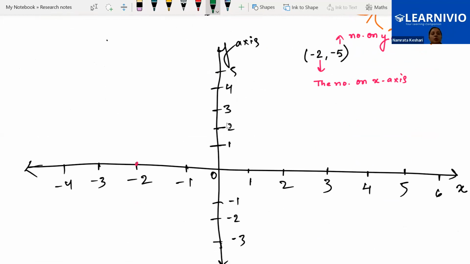X-axis means at first we will be locating our point on the x-axis. We will search for the number given for the x coordinate, and we will keep our pen over there. We are not going to make a mark like the one I have made over here. Then why am I making a mark every time? So that it will be clear to you that here only we need to keep our pen.